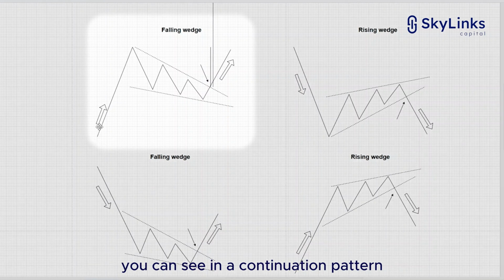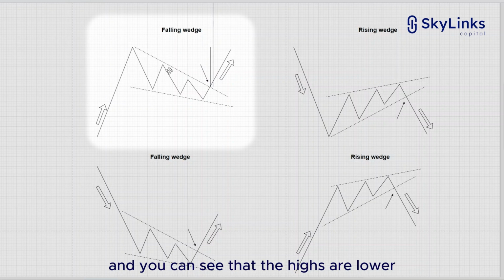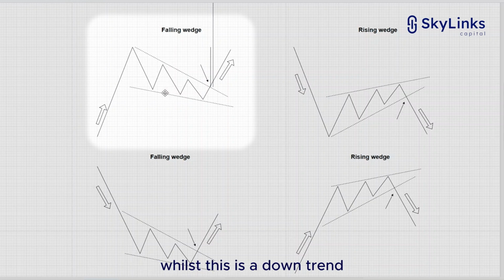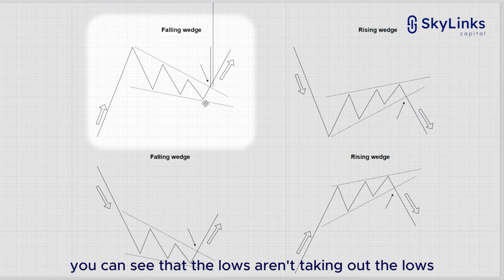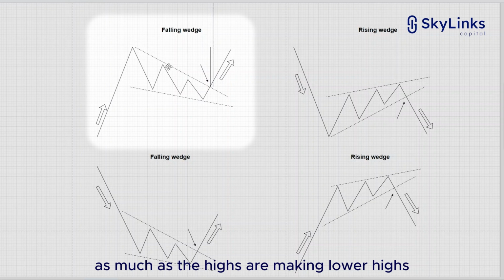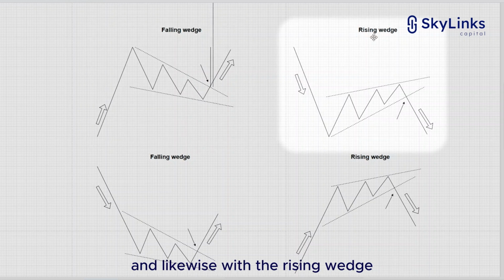You can see in a continuation pattern, the market moves higher, we enter a period of consolidation, and you can see that the highs are lower, but the lows are losing momentum. Whilst this is a downtrend, you can see that the lows aren't taking out the lows as much as the highs are making lower highs. And then we see this market break higher. And likewise with the rising wedge.